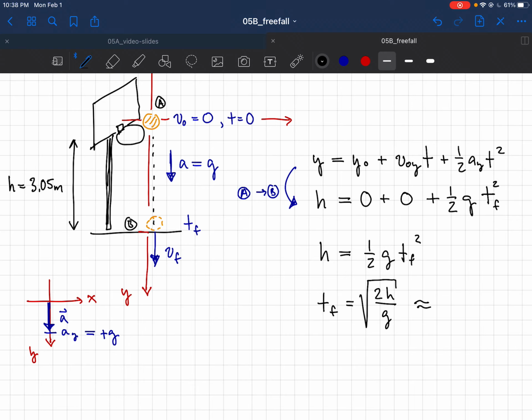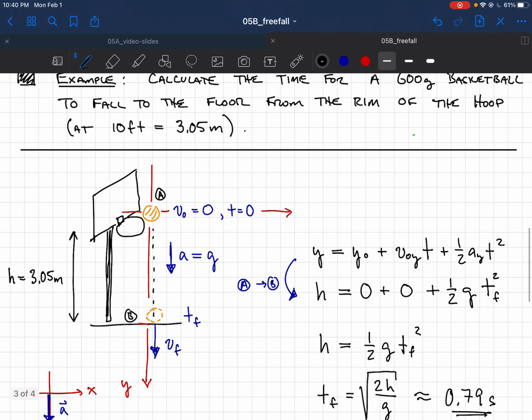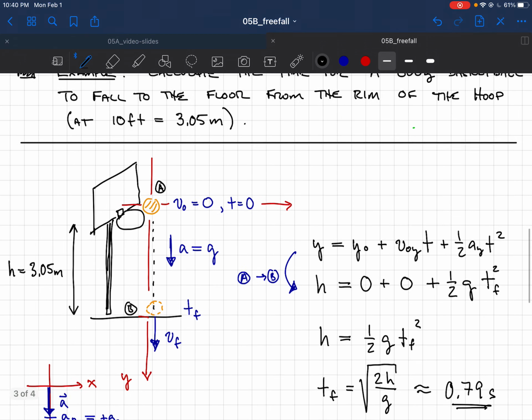So what is that? Well, this is going to be about 6 meters divided by about 10 meters per second squared, 6/10. So I guess we should plug that into the calculator and see. So we have the square root of 2 times 3.05 divided by 9.8, and we get 0.79 seconds. So it takes just a little bit less than a second for a ball to fall from the hoop down to the floor of a basketball hoop.